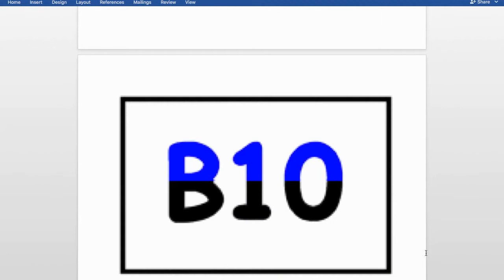Here's one that's a little tricky. So if you look here, you have B10. And then you have half of it is blue and half of it is black. And so if you just say B10 really fast, it's beaten. And so this is saying beaten, black, and blue, which is a saying if someone gets beat up really badly or gets in a tumble and they are beaten, black, and blue.